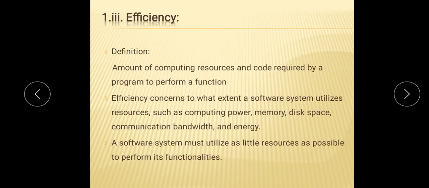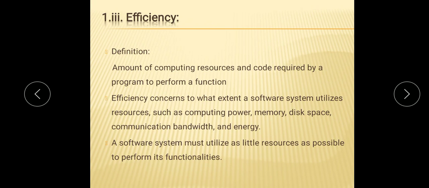The next one is efficiency. The amount of computing resources and code required by a program to perform a function. Efficiency concerns to what extent a software system utilizes resources such as computing power, memory, disk space, communication bandwidth, and energy. The software system must utilize as little resources as possible to perform its functionalities.